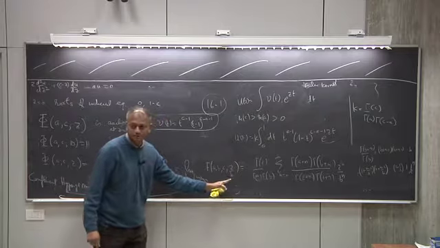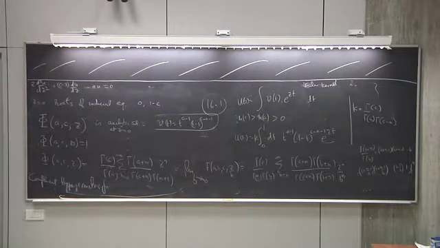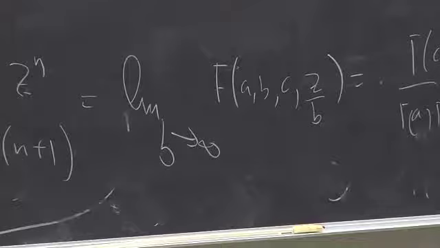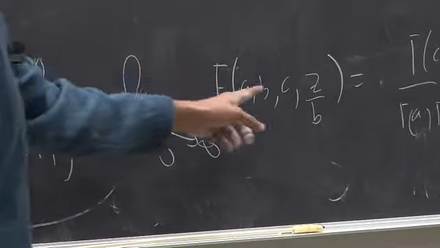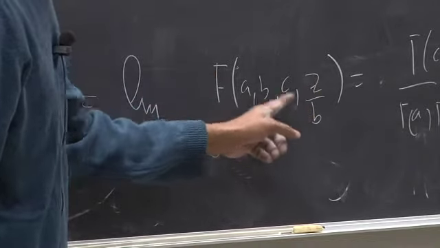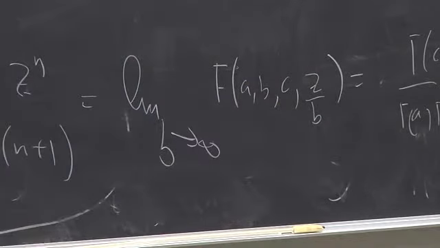So this is a certain limit of the hypergeometric function, but in a particular way you are taking the limit. You first take z divided by b, and then b to infinity. So it's a very, very specific limit.